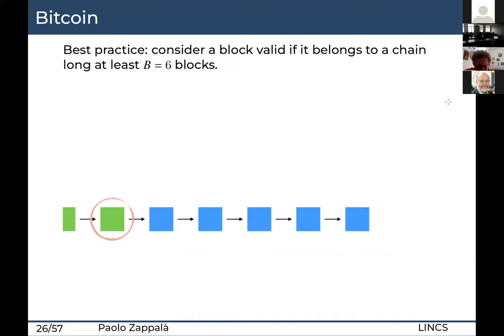In a certain way, we have to find a way to say that a block is valid. The mechanism behind Bitcoin is called proof of work, which, as a metaphor, is like playing the lottery. We are 10 here in the room, so everyone is given a ticket of the lottery, and for every block everyone has a chance to win the lottery. The one who wins can publish the block and add it to the list.